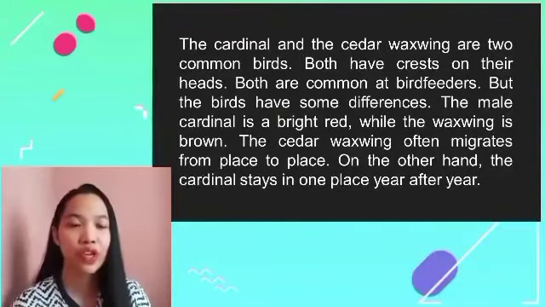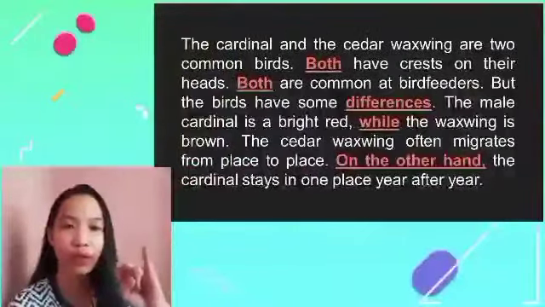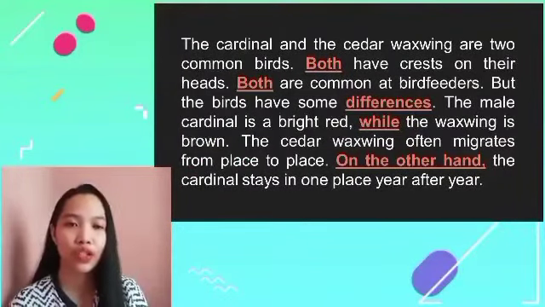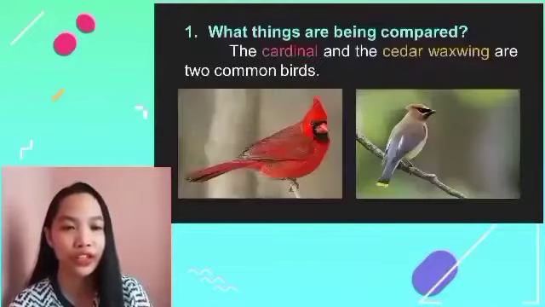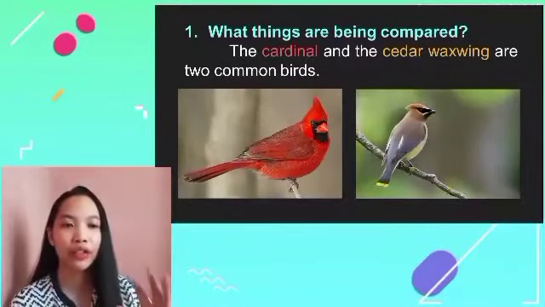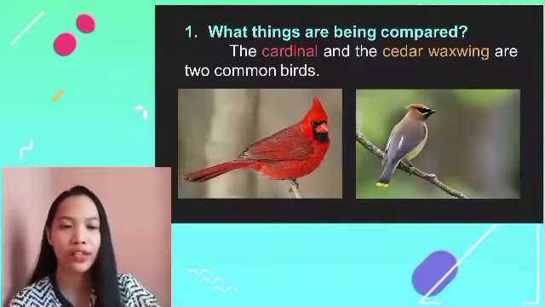So in the text, we saw some clue words. The clue words are both, differences, while, and on the other hand. So let's try to answer the questions posted earlier. The first one is what things are being compared in the text. It is about the two birds, the cardinal and the cedar waxwing.